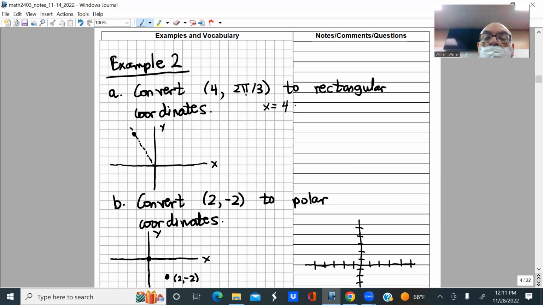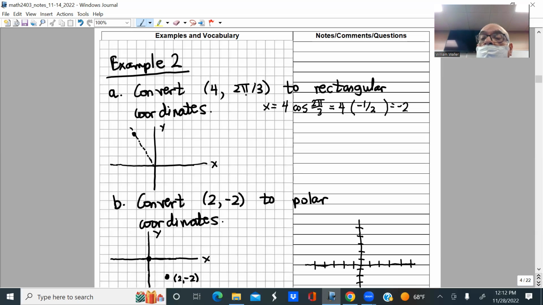Yes, it's r times the cosine of theta. So the r is 4, and so you're going to have the cosine of 2 pi over 3. So this is 4 times, what's the cosine of 2 pi over 3, though? Yeah, but be careful there. It's -1/2, right? Because we're in the second quadrant. So it's going to be -1/2.